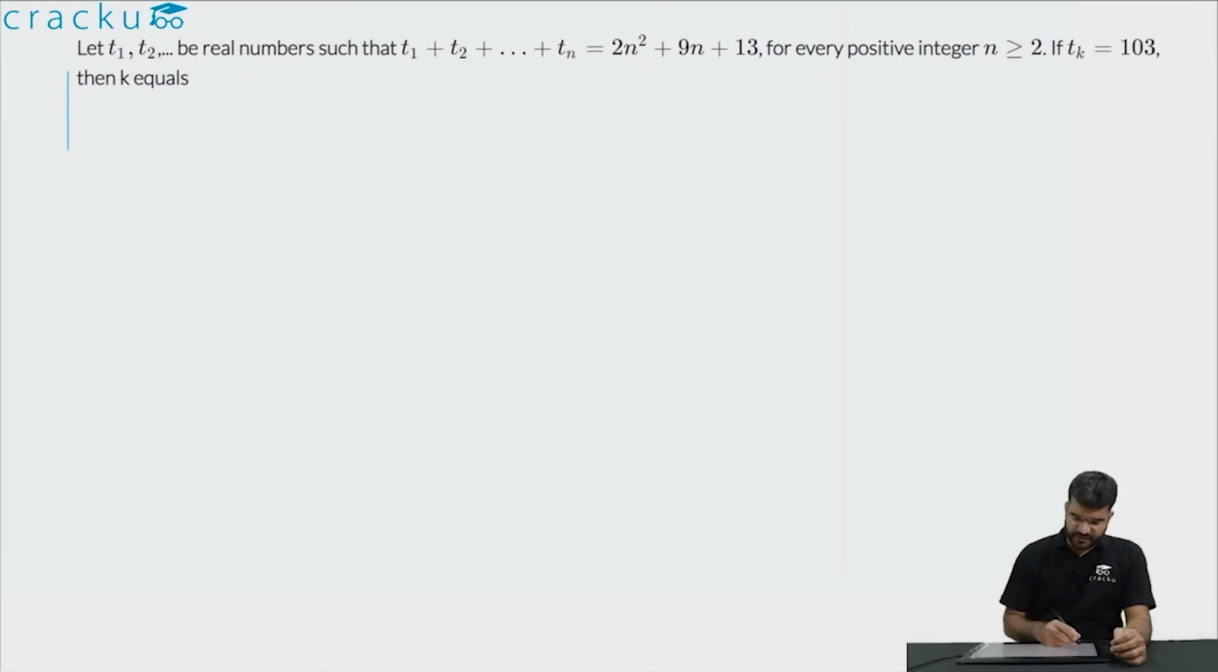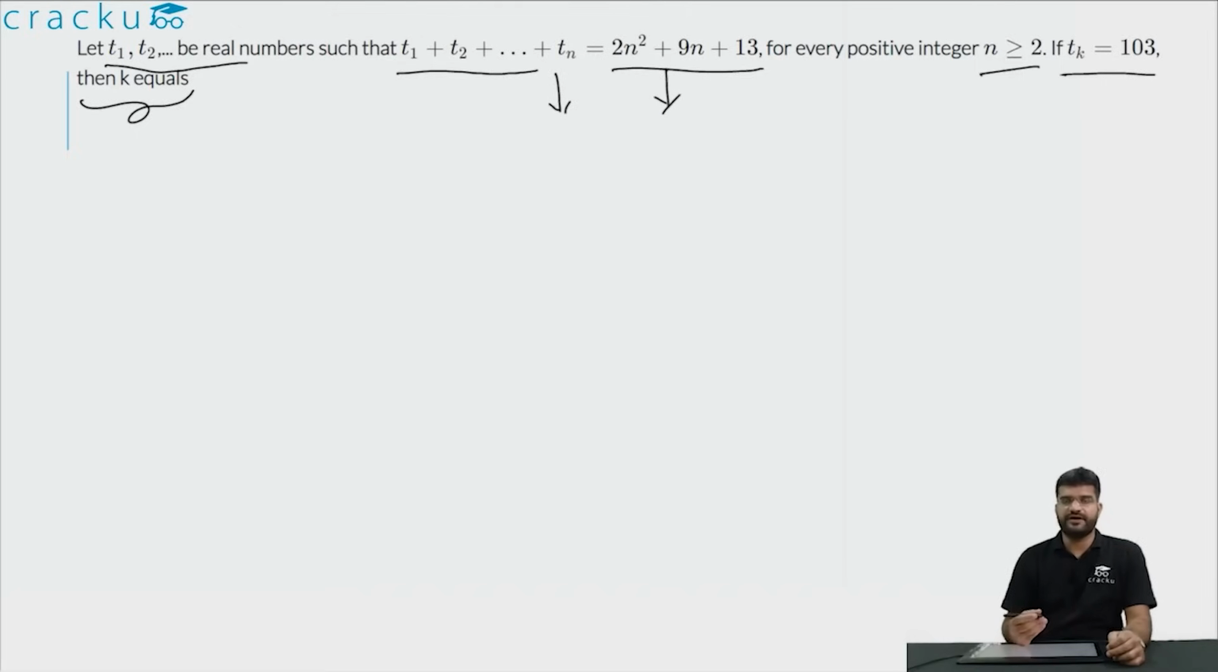In this question we are told that there are real numbers t1, t2, t3, etc., such that t1 plus t2 plus t3 plus dot dot dot till tn is equal to 2n square plus 9n plus 13, and this is true for all positive integers n greater than or equal to 2. We are told that tk is equal to 103 and we are required to find out the value of k. So whenever you are given a sum of this sort, we will try to find out the value of tn. That is quite easy to find out.